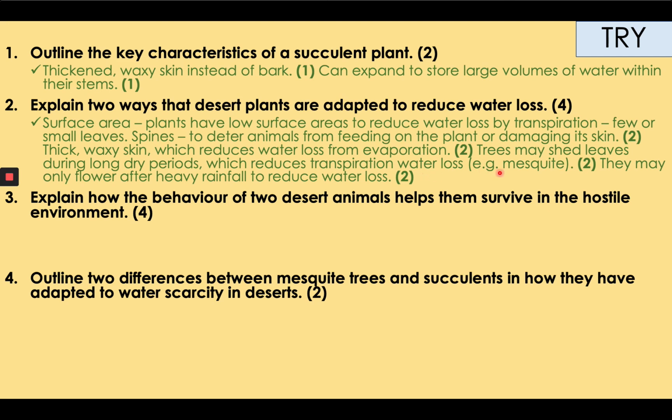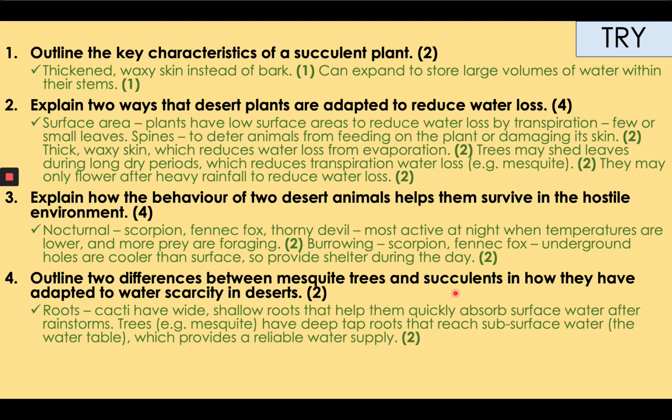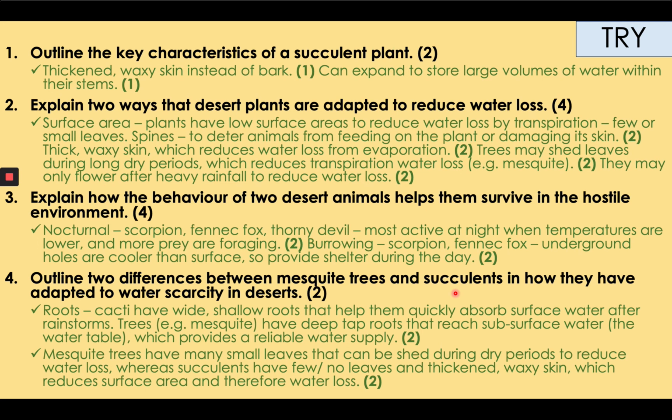3. Explain how the behavior of 2 desert animals helps them survive in a hostile environment. Any of these. In fact, in this case, you need both of these. 4. Outline 2 differences between mesquite trees and succulents in how they have adapted to water scarcity, which means a lack of rainfall and a lack of water in deserts. So you need both of these and fully explain them. So either both of these points or both of these points.